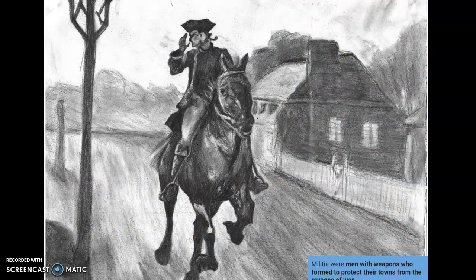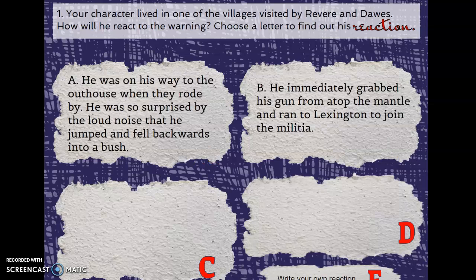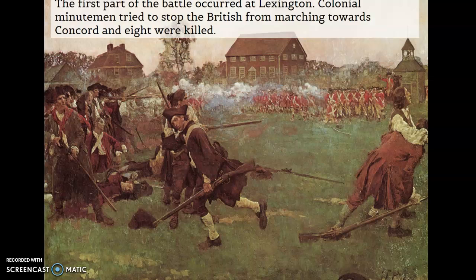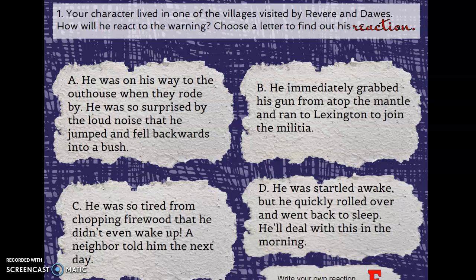Once you finish that particular slide, you're then left with a choice. In this case, the very first example is: your character lived in one of the villages visited by Revere and Dawes. How will you react to his warning? You get to choose a letter to find out the reaction. So here are some different options that you can choose. Whoops, I'm sorry, I went too fast. And then from there, you will record that information on your sheet. You're choosing your fate, and then you're going to explain how you react to this.